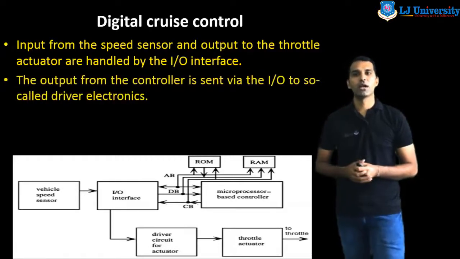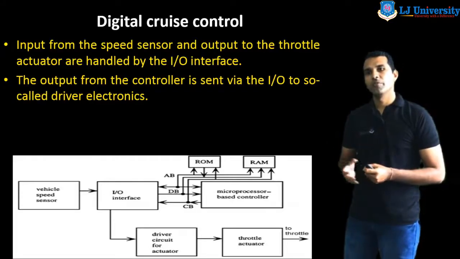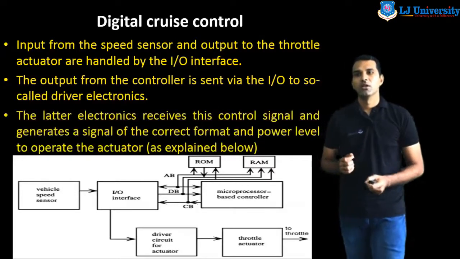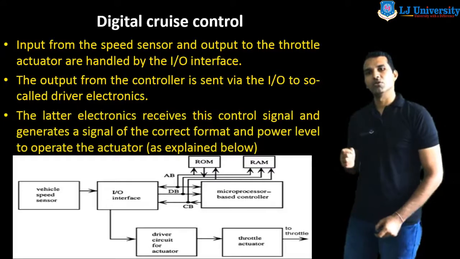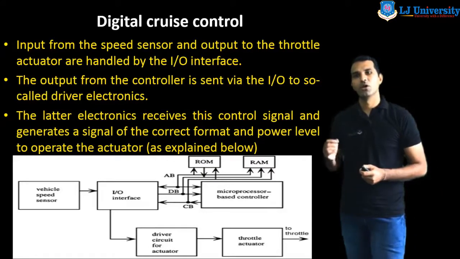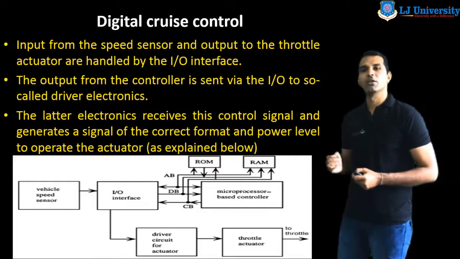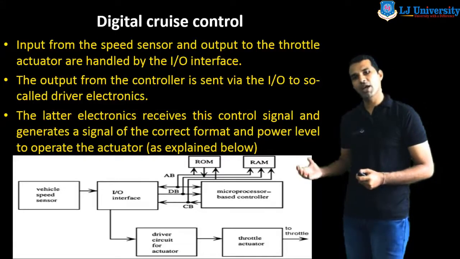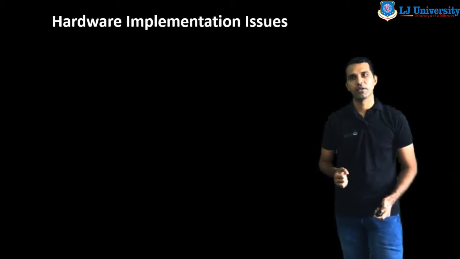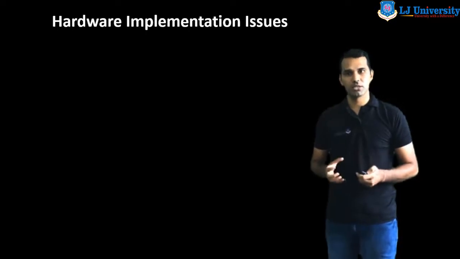Now the output from the controller is sent via the input-output interface to what is called the driver electronics. The driver electronics receive this control signal and generate a signal of correct format and power level to operate the actuator. So in this way, this digital cruise control system works. Now we discuss the hardware implementation issue.